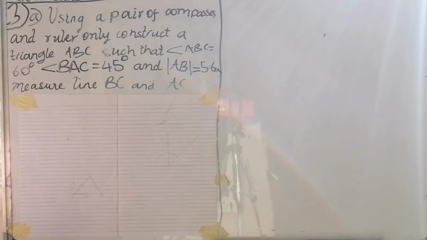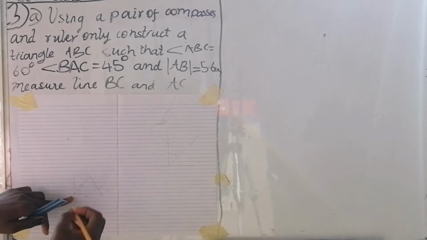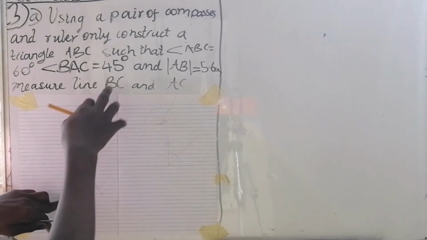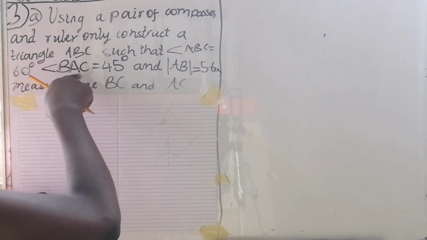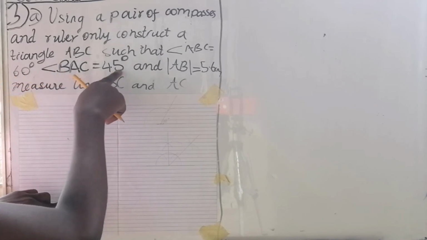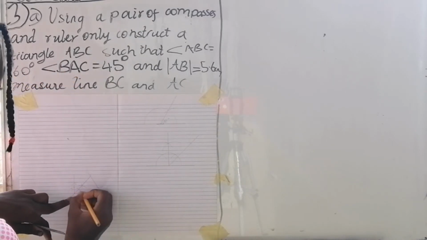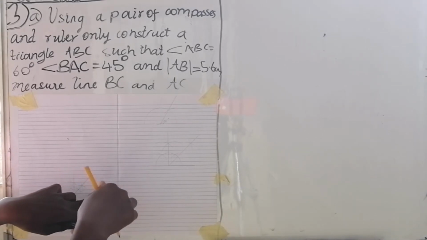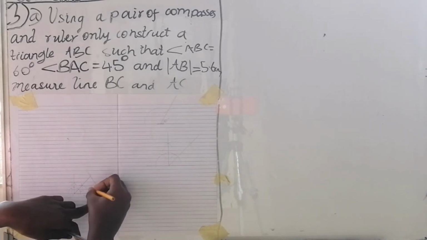I know it didn't really clean well, but let me just leave it that way. Good. So this is 5.6 centimeters. This part, which is angle A, this is AB, and this part will definitely be C. So angle BAC, angle A, is 45 degrees. Let me write it here. This is 60 degrees.